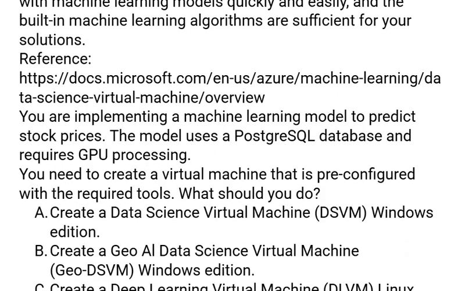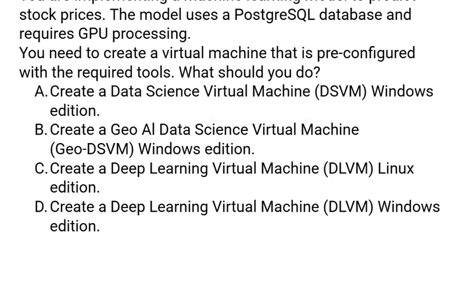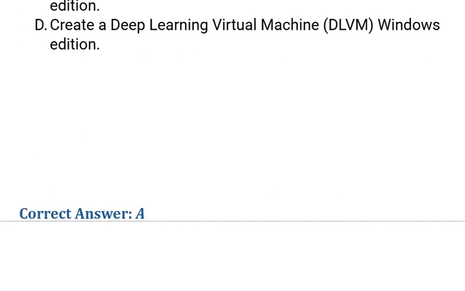You are implementing a machine learning model to predict stock prices. The model uses a PostgreSQL database and requires GPU processing. You need to create a virtual machine that is pre-configured with the required tools. What should you do? Option A, create a data science virtual machine DSVM Windows Edition. Option B, create a Geo AI data science virtual machine Geo DSVM Windows Edition. Option C, create a deep learning virtual machine DLVM Linux Edition. Option D, create a deep learning virtual machine DLVM Windows Edition. Correct answer is option A.